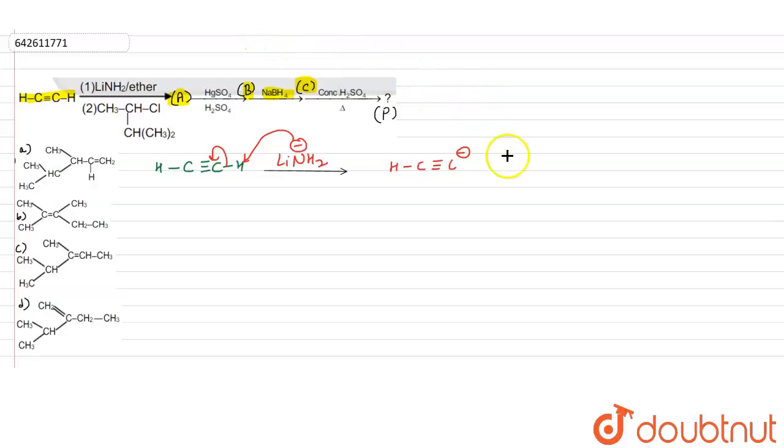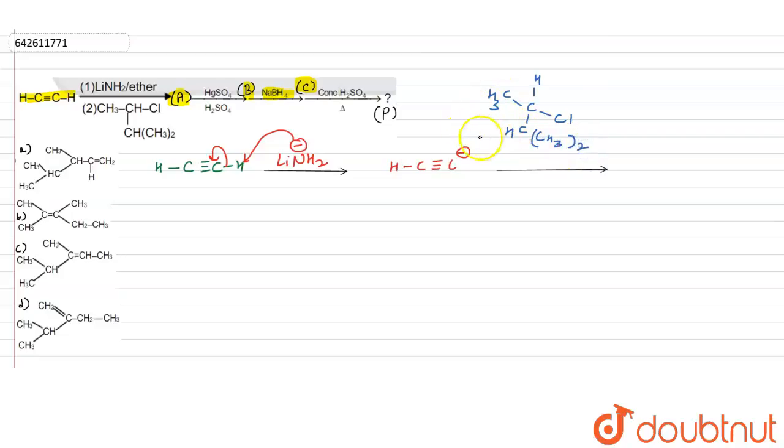Now you can see this is our alkyl halide, like this. Let's say this is CHCl, and here this is a methyl group. This is our CH and CH3 whole twice. Now you can see this is a secondary alkyl halide.